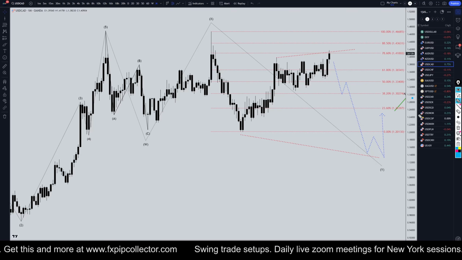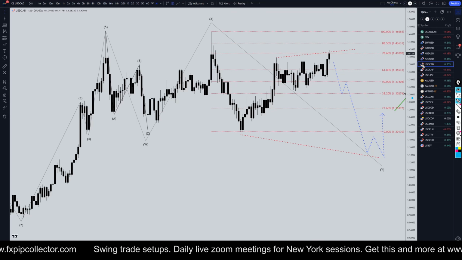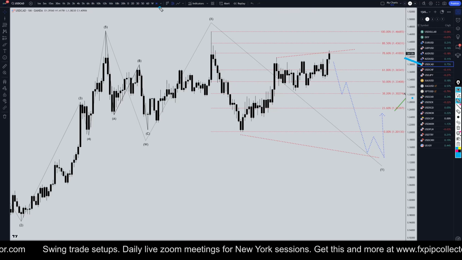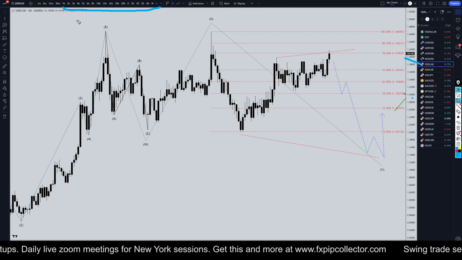Today is Tuesday, November 26th, and I'm going to be analyzing the US dollar Canadian, starting on the monthly, working my way all the way down to the 1 hour time frame for the full top-down analysis.